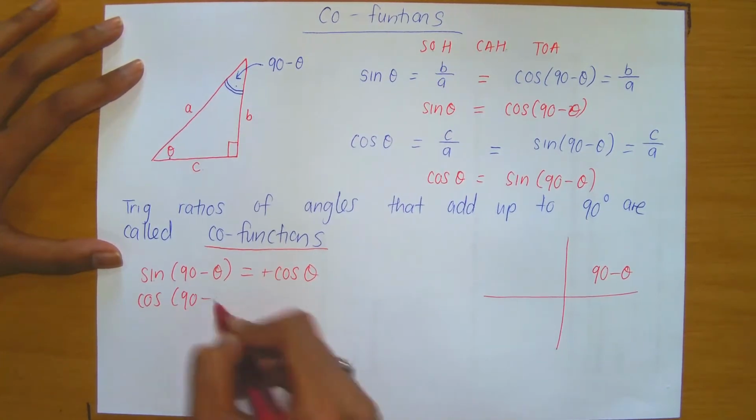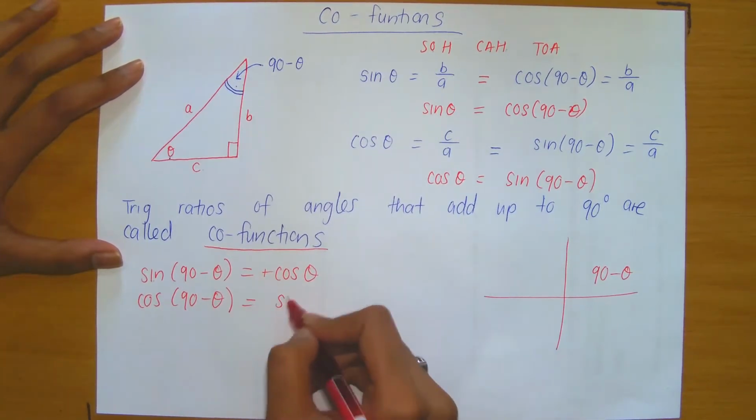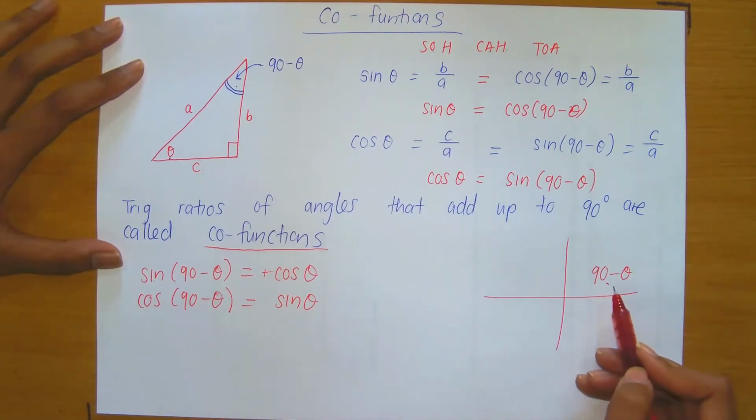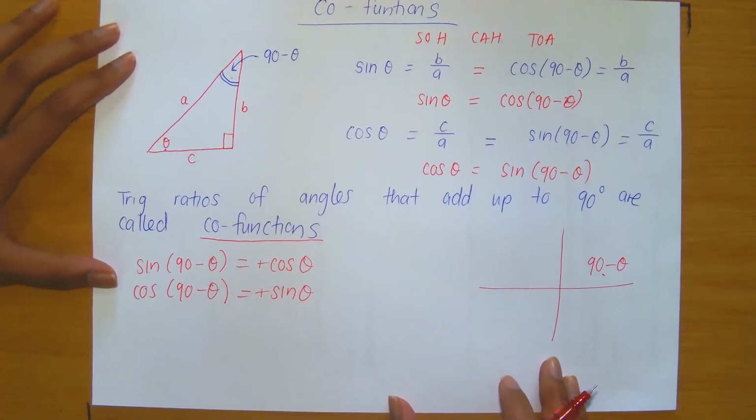Cos of 90 minus theta is sine of theta. And again, since 90 minus theta is in the first quadrant, we know that cos is positive, so we've got a resultant positive answer.